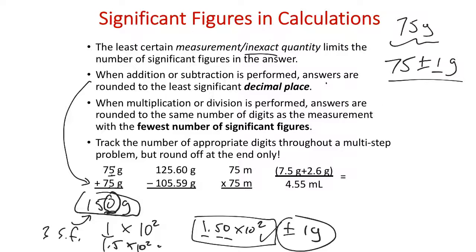It's actually kind of an easier rule to apply, because when we multiply or divide, answers are rounded to the same number of digits as the measurement with the fewest number of significant figures. So here we're just counting sig figs. If we do 2 sig figs times 2 sig figs, the result's rounded to 2 significant figures.